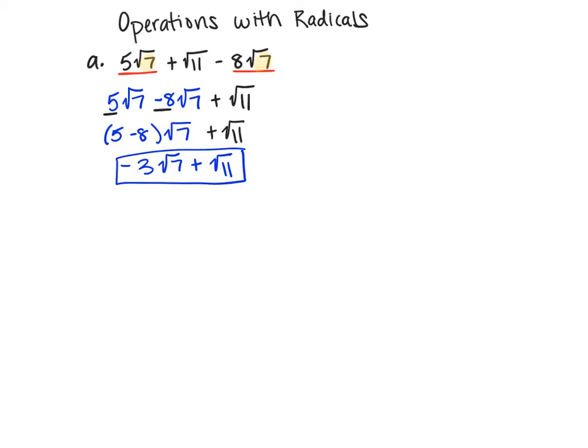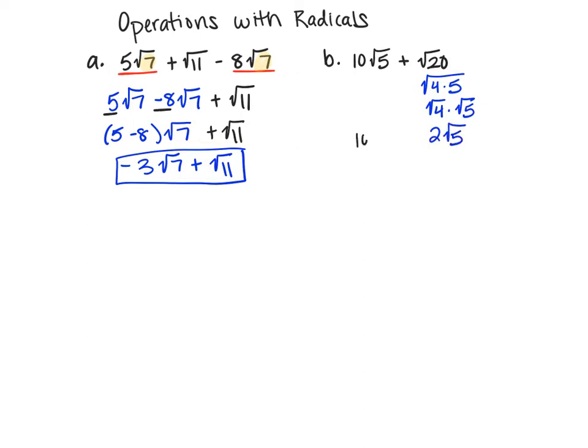Okay, let's look at another one. So for our second example, we have 10 root 5 plus root 20. So immediately you notice that there are no common radicals, so we want to try and make them match. The square root of 5 is already in its simplest form for the 10 root 5. So we're going to try to simplify the 20. And we can simplify that 20 into 4 times 5. So that would be the square root of 4 times the square root of 5, which is 2 root 5.